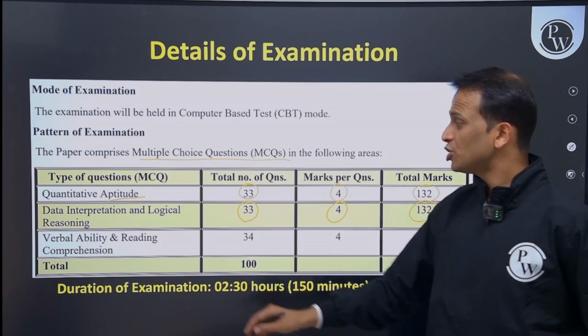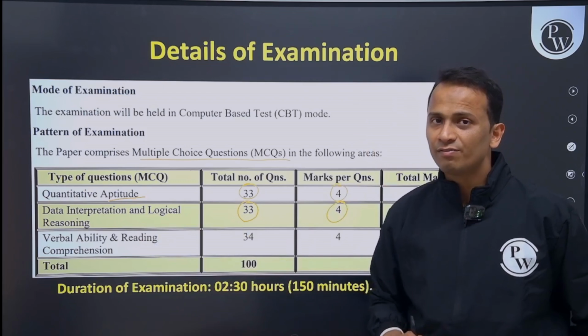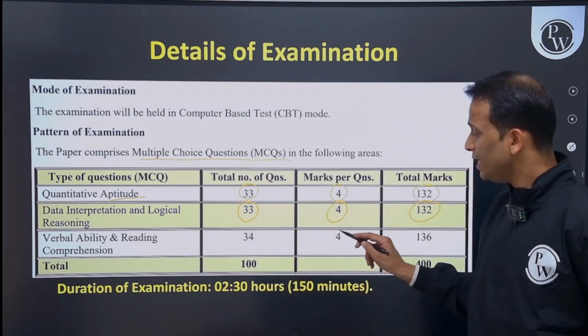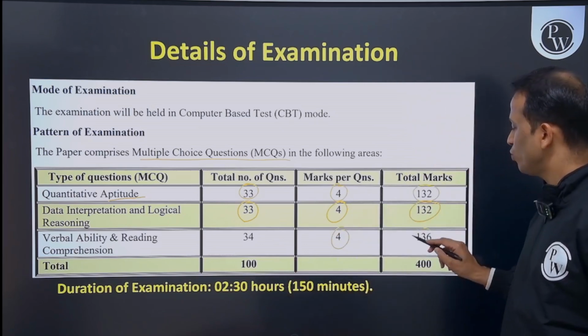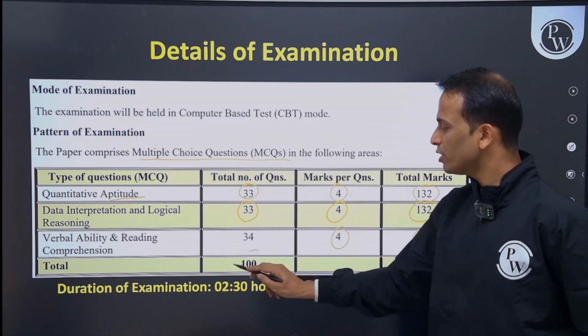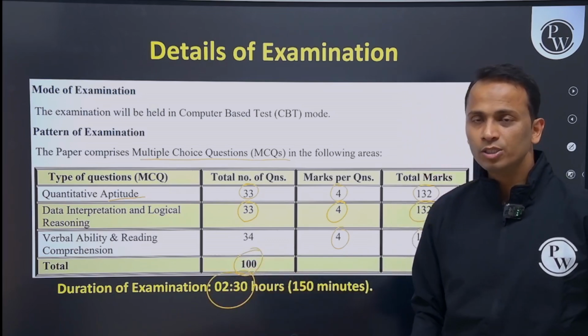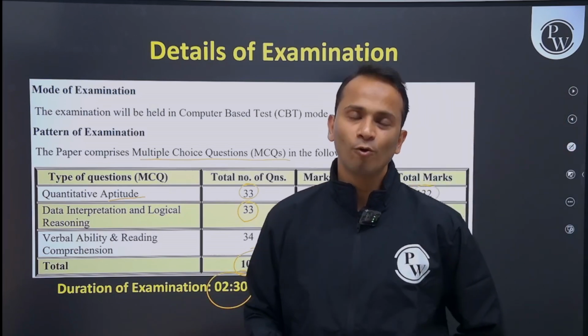Now the third section, verbal ability and reading comprehension. Now this section will have 34 questions, not 33 but 34 questions. Each question will be of 4 marks and the total weightage of the section will be 136. Overall, there will be 100 questions which you need to attempt in 2.5 hours, and the total weightage of the examination is going to be 400 marks.